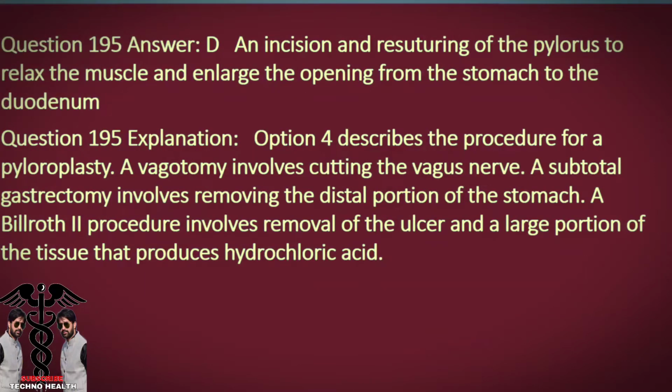Question 195. Answer: D. An incision and resuturing of the pylorus to relax the muscle and enlarge the opening from the stomach to the duodenum. Question 195. Explanation: Option D describes the procedure for a pyloroplasty. A vagotomy involves cutting the vagus nerve. A subtotal gastrectomy involves removing the distal portion of the stomach. A Billroth 2 procedure involves removal of the ulcer and a large portion of the tissue that produces hydrochloric acid.